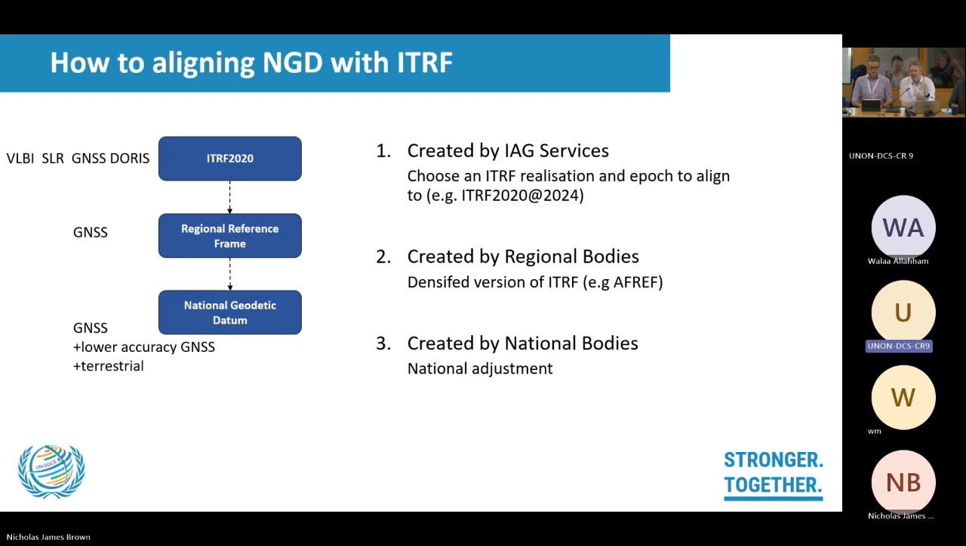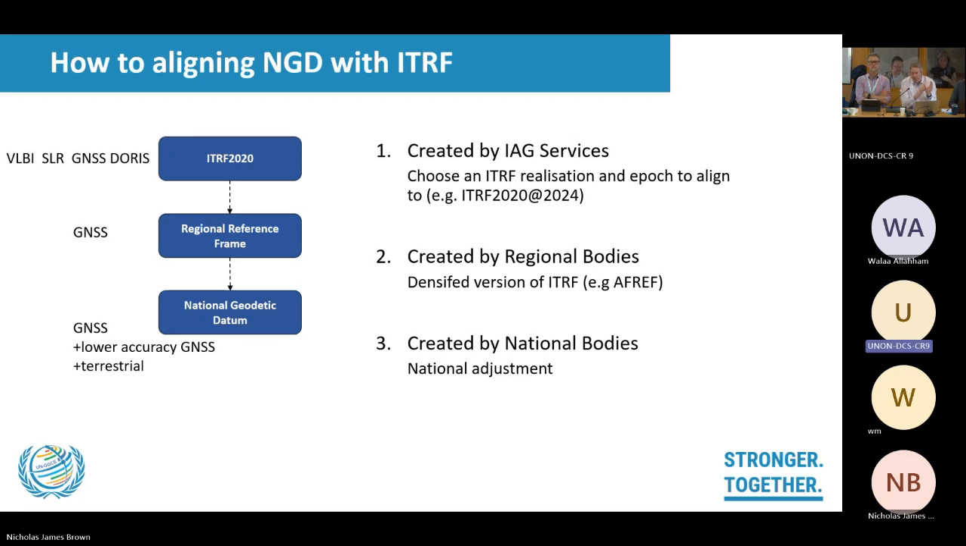So at the moment for Africa, it will include all your GNSS cores that may normally go into a regional reference frame. You would include all of those, plus any other GNSS data that you have that might be a lower accuracy, it might be campaign type data, it could be terrestrial observations, all the different data sets that you have that can all go into your national geodetic datum. And if you follow those processes, you can see how your national datum is going to be aligned with the ITRF because you're using information from the one above as you go through each step.